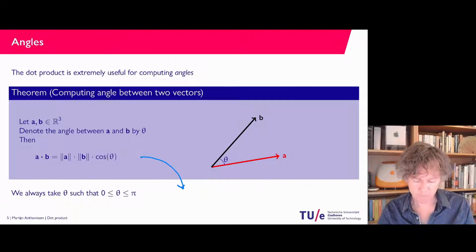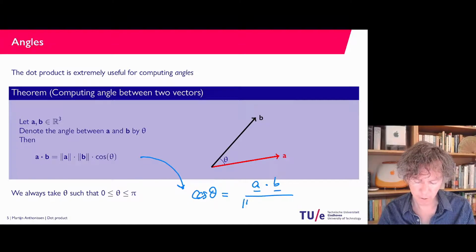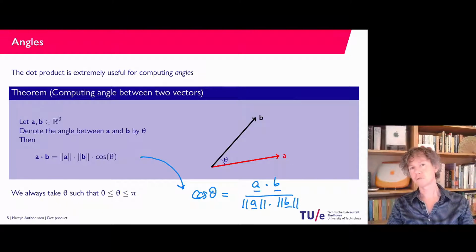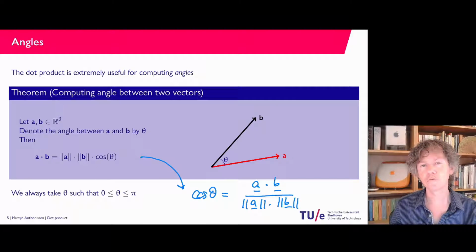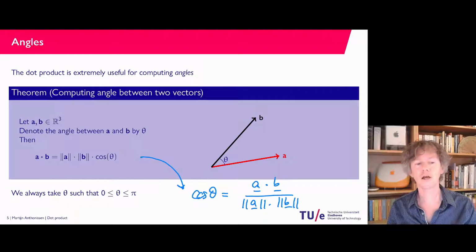The way that we normally use that is that I can rewrite this as cosine theta equals the dot product of A and B over length A times length B. So if you give me two vectors in space, then it is almost trivial to compute this dot product. I can also compute the length of A and the length of B. So then I have the cosine of theta, and then I have to look for which angle theta this cosine is reached. That is how in practice we will use the dot product.